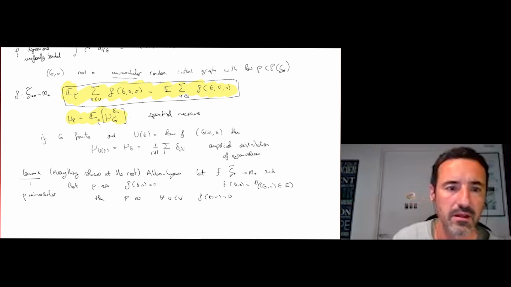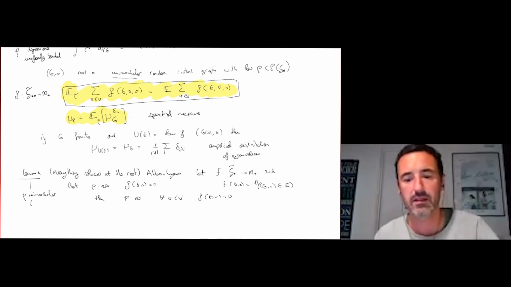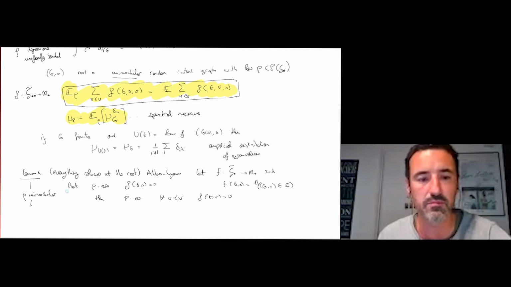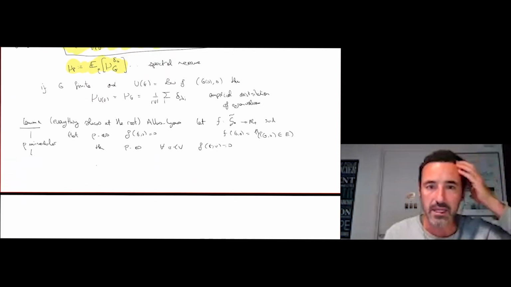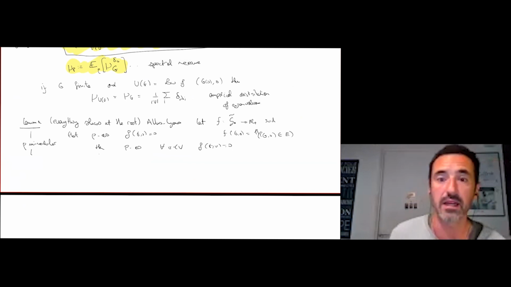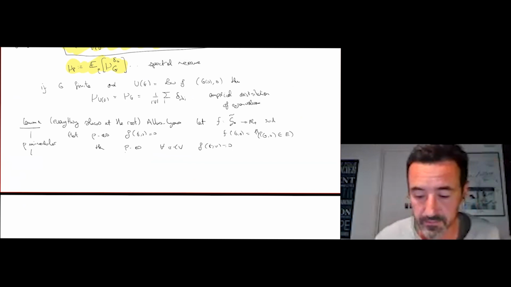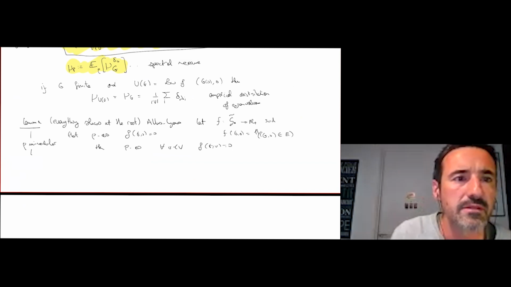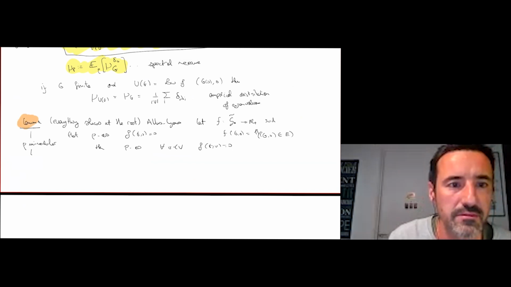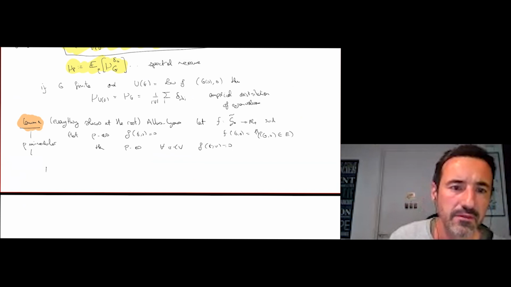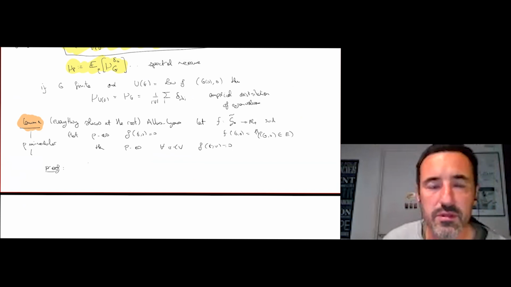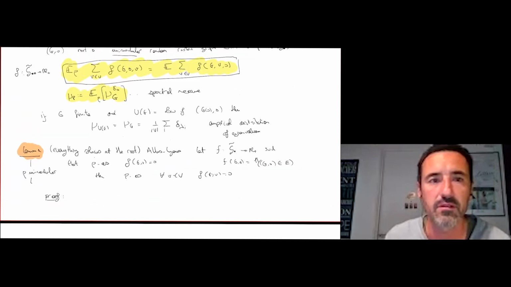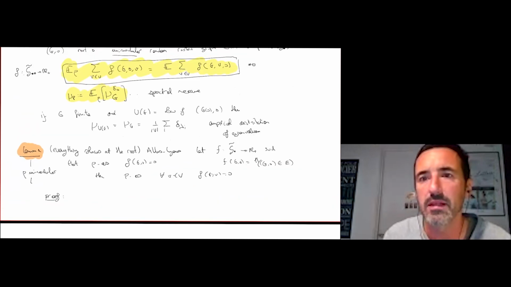This is called by Aldous-Lyons everything shows at the root, meaning that in fact all information of the graph is encoded in the root. So let's prove that. It's a two-line proof, so it's nice. It illustrates how you use the mass transport principle. This is called unimodularity or mass transport principle.